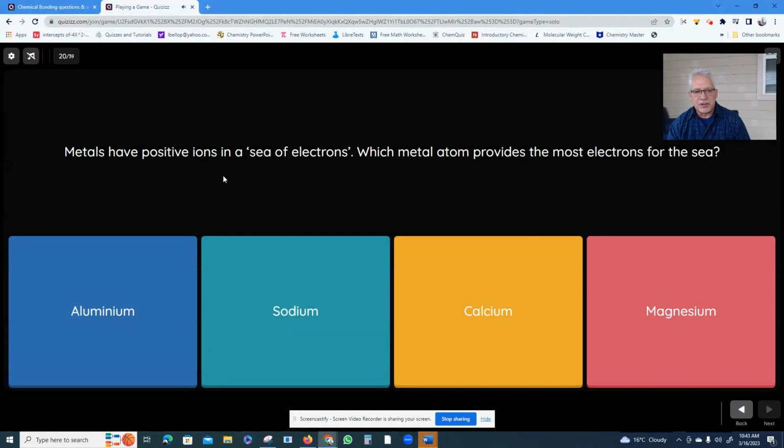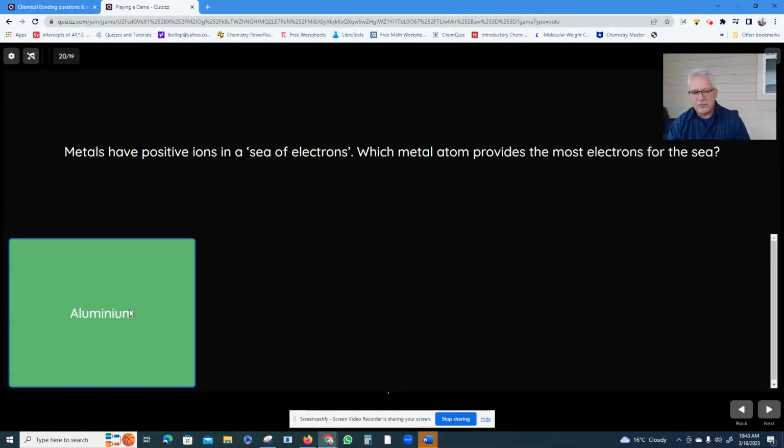Metal has a positive ion, and see which metal provides the most electrons. Okay, good question. Which metal atom provides the most electrons? Aluminum has three, so aluminum will be giving three electrons. Those will be the valence electrons. Let's pick aluminum. Yeah.